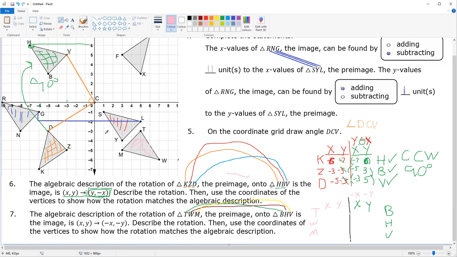So t, all right, so t is 5, negative 3, 5, comma, negative 3. Oh, I did that, but I did it differently. Okay, next one, w is 7, negative 6, 7, comma, negative 6. And then m is 3, negative 5, 3, comma, negative 5.